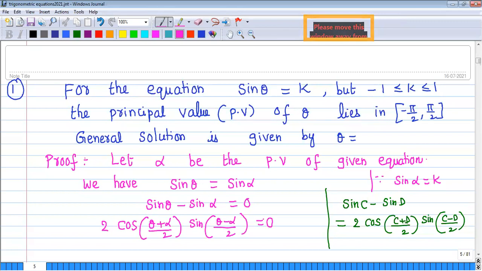Then what do you get next step? Cos of theta plus alpha by 2 is equal to 0, or sin of theta minus alpha by 2 is equal to 0. There is the possibility of two cases arising.